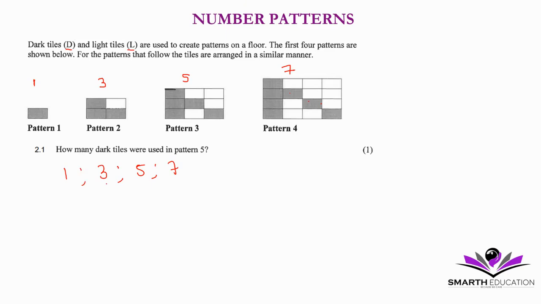So if you check, there's a common difference here. If you say 3 minus 1, we get 2. Then 5 minus 3, we get 2. And then 7 minus 5, we get 2. So it means the fifth pattern must be 9 because the difference must be 2. If you say 7 plus 2, you get 9. So this is 9 there.